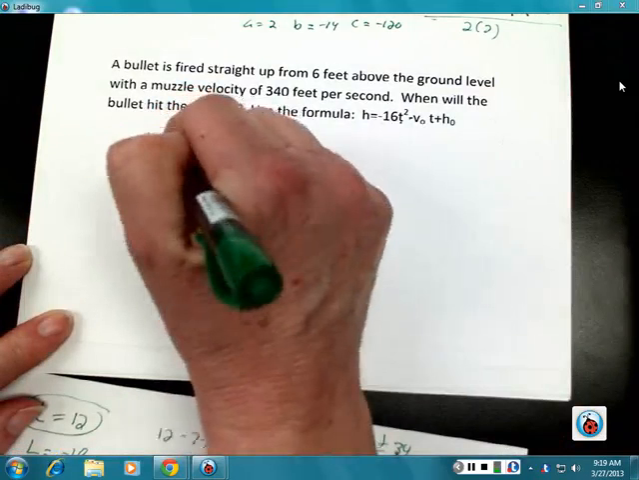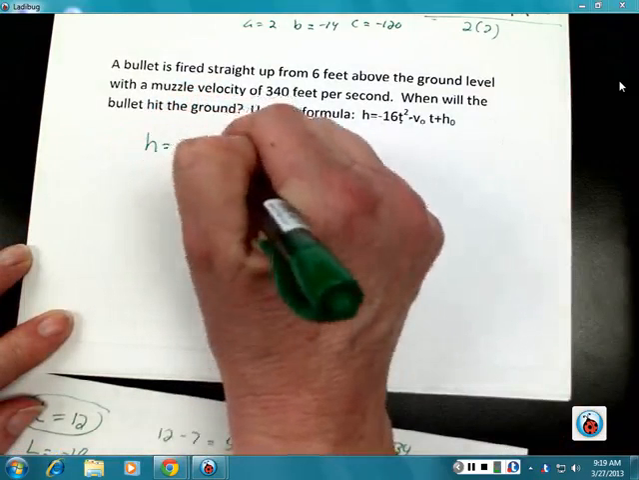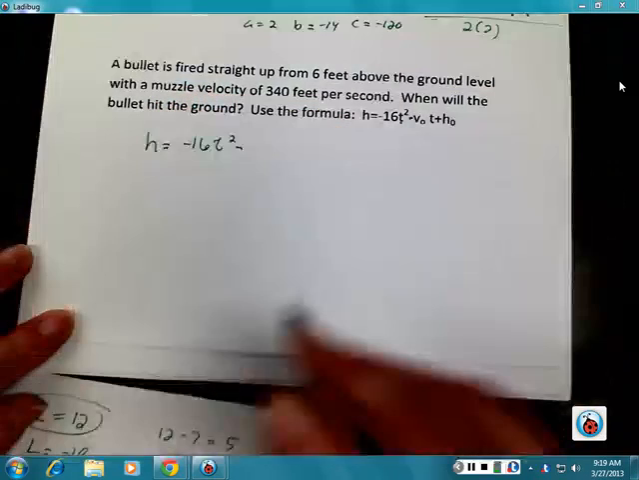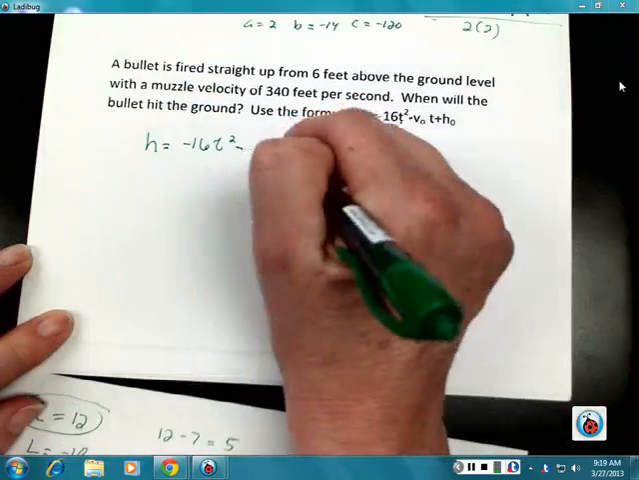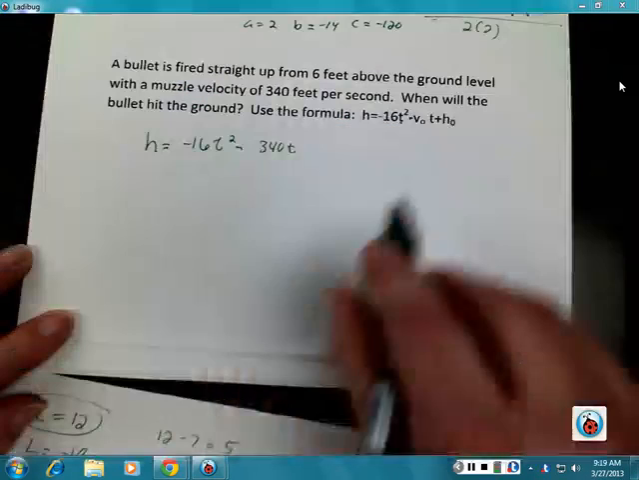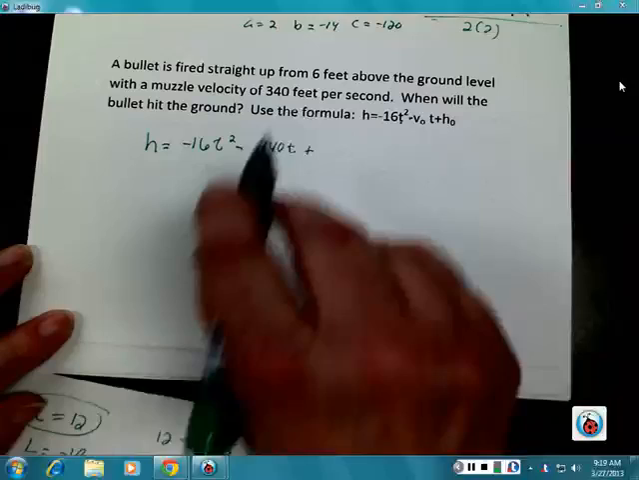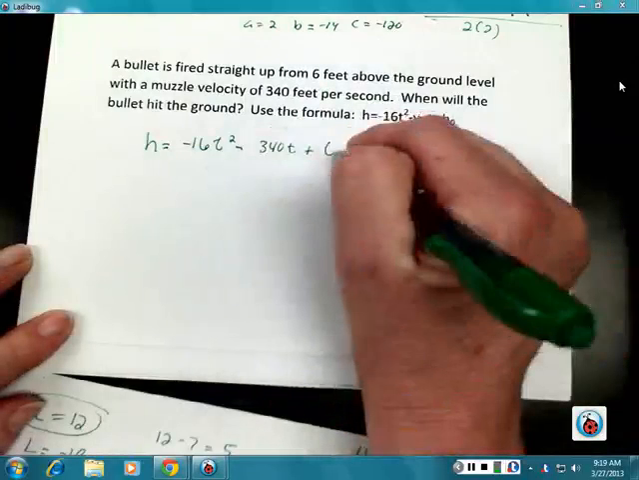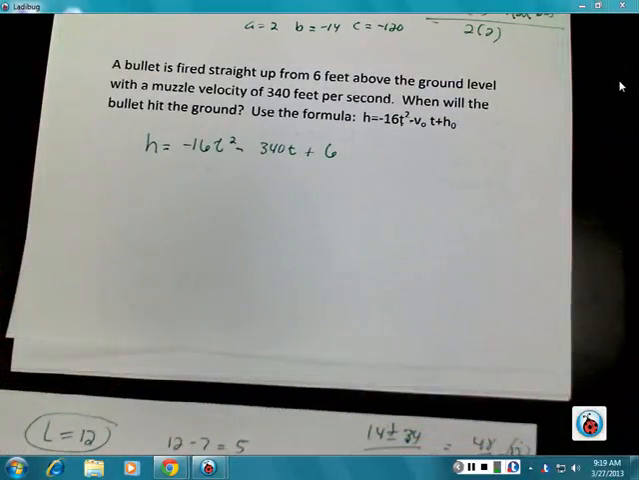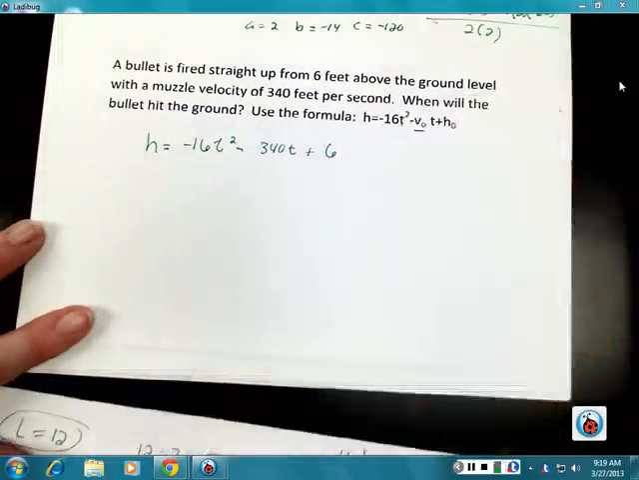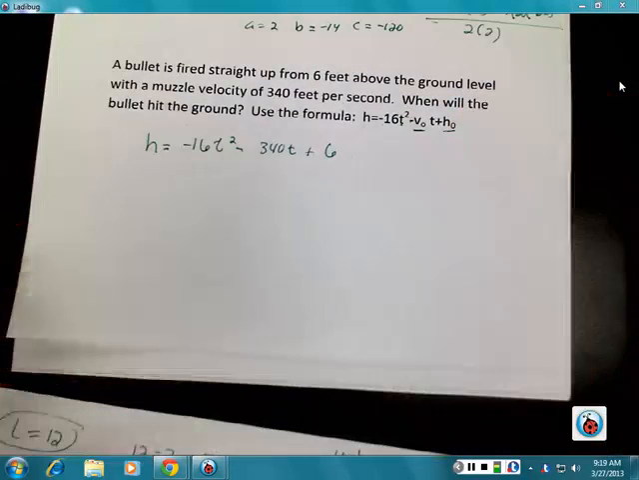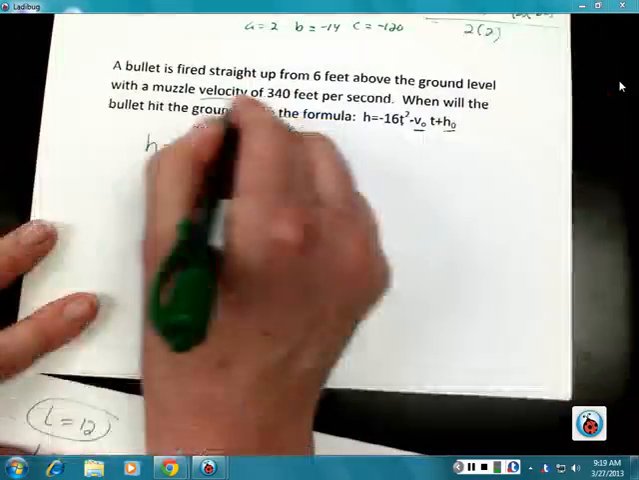So I have h is equal to a negative 16t squared minus 340t plus the height of where you were at. So the height is 6, and so that becomes my equation, or my quadratic, that I would need. Be careful and watch for velocity and height is what you've got going in there. It kind of gets a little confused, but you'll see velocity in there.